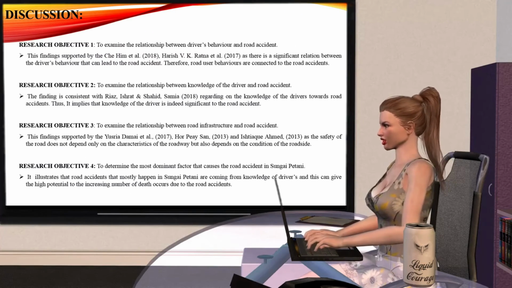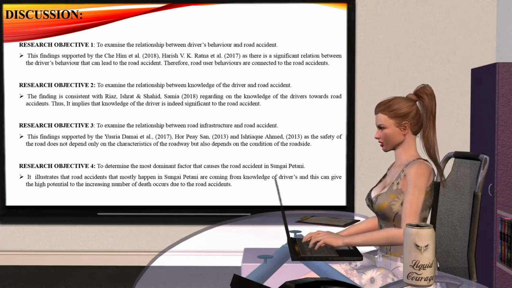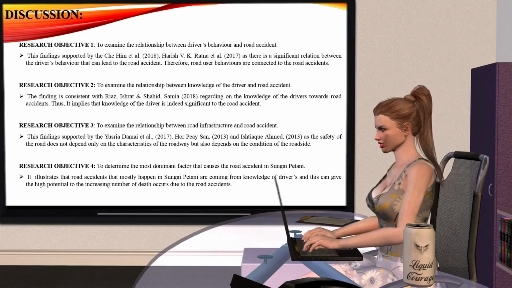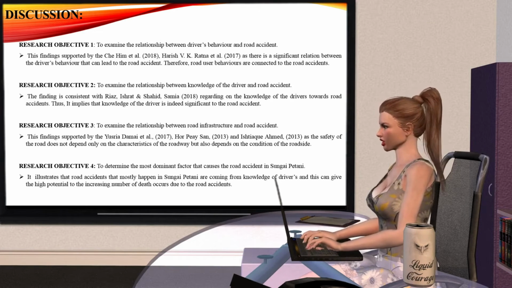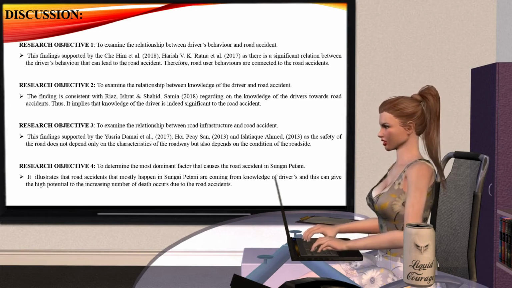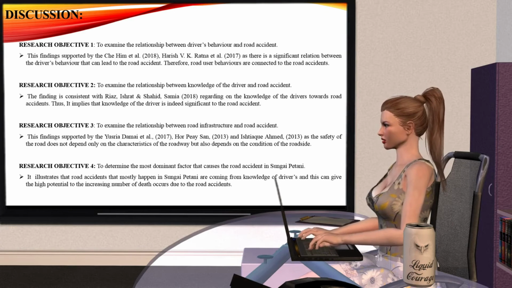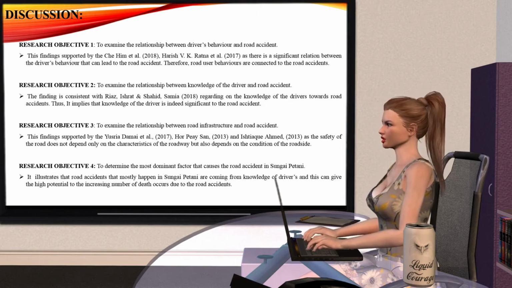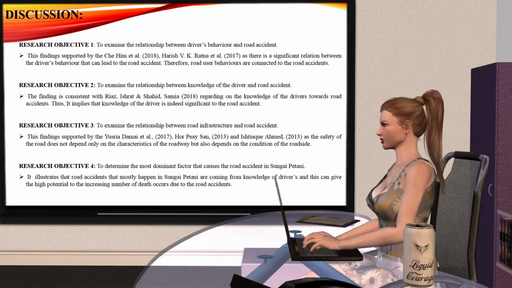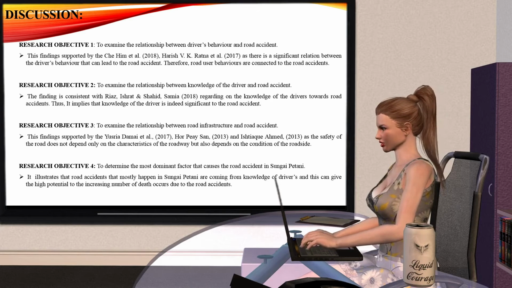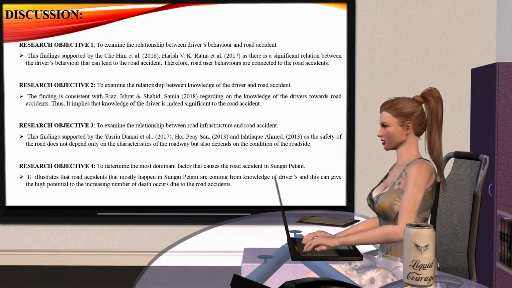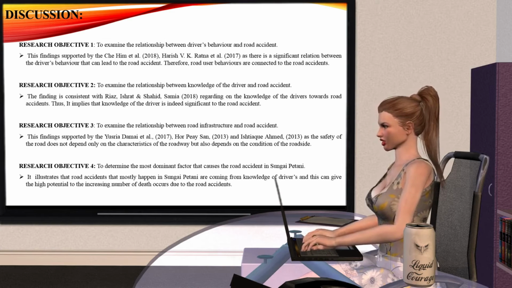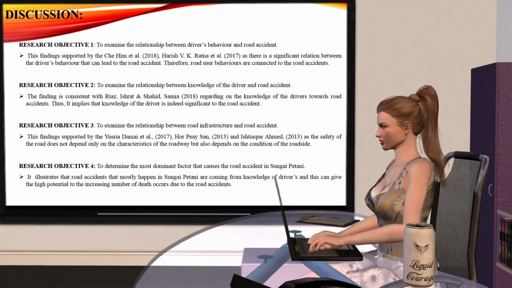Let's move to discussion. Research objective 1: to examine the relationship between driver's behavior and road accident. These findings are supported by Ghim et al. 2018 and Harish V.K. Ratna et al. 2017, as there is a significant relationship between driver's behavior that can lead to road accidents. Therefore, road user behaviors are connected to road accidents.